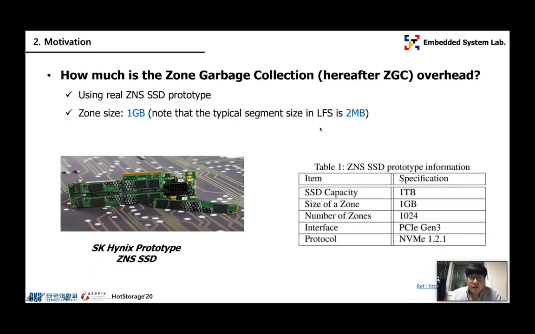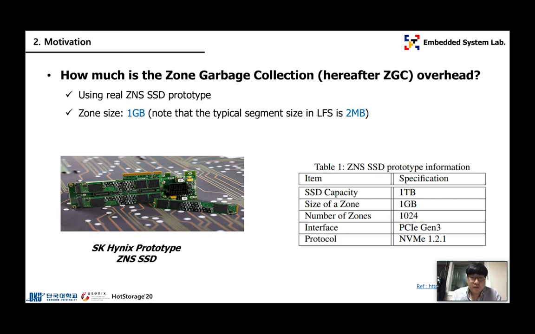To evaluate how much the zone garbage collection overhead is, we make use of the ZNS SSD prototype provided by SK Hynix. The information of our ZNS SSD prototype is summarized in table 1. Note that the total size is 1 terabyte and it is divided into 1024 zones, where each zone size is 1 gigabyte. When a zone needs to be reclaimed, we need to do zone garbage collection.